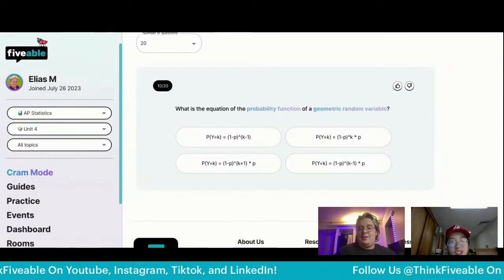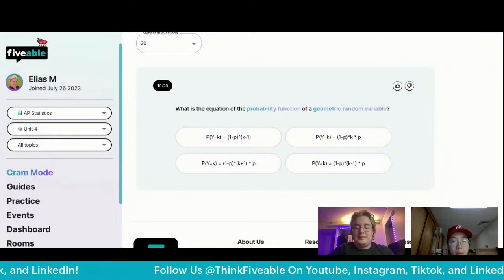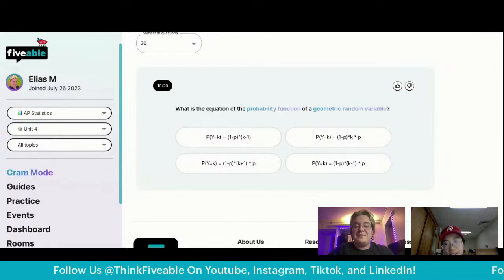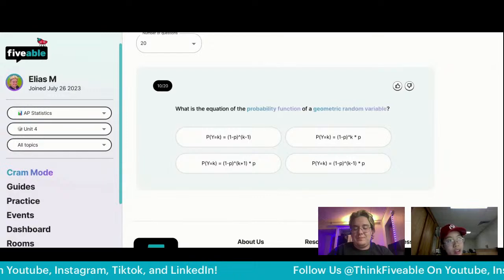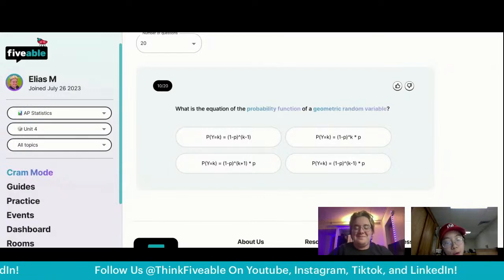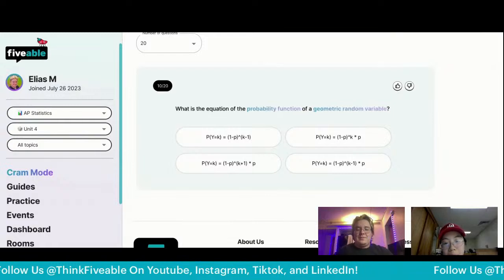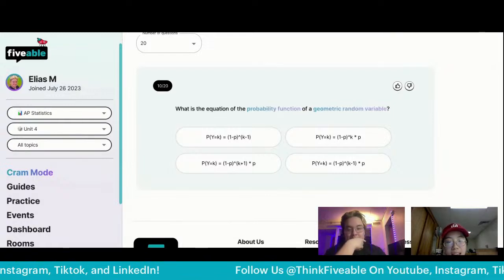So basically, a geometric random variable is a function where you go until you get your first success, and then you're telling me the probability of the third or the fourth or the fifth trial being your first success. So to do that, you're going to have one success and everything else has to be a failure. And we're assuming that P is the probability of a success.